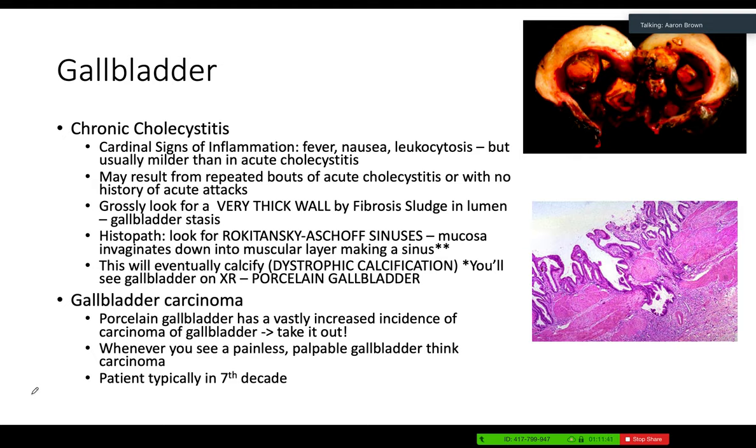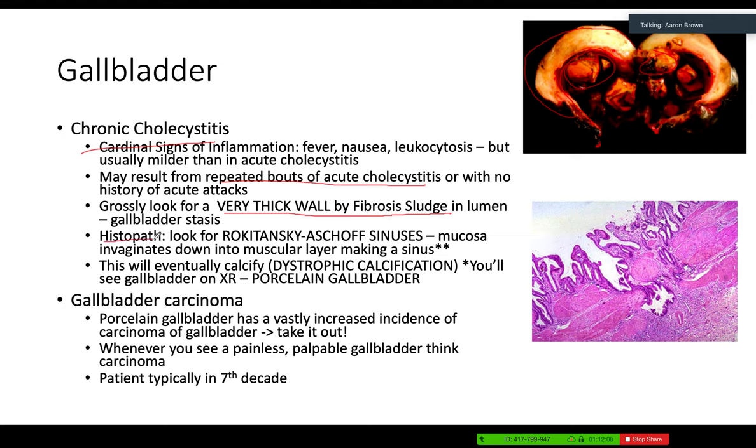They say, you know, I'm really strong, I don't really feel pain like other people, I'm not gonna go in. Okay, great, so now you're getting chronic cholecystitis. So here, you can see the wall of this gallbladder is so thick, the size of these gallstones is absolutely huge, and this is our chronic cholecystitis. Repeated bouts of acute cholecystitis. We're looking for a very thick wall, fibrosis, sludge.